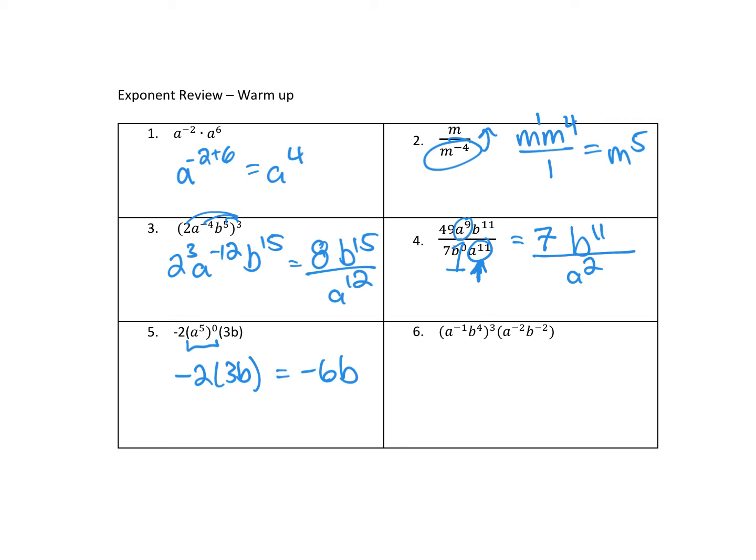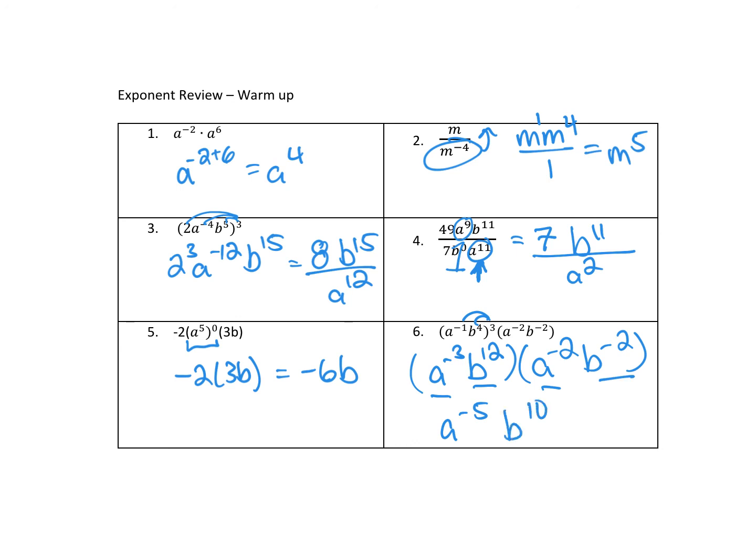And then the last one, the 3 distributes, so you get a to the negative third, b to the 12th. Nothing distributes in the second. Now we've got same bases, so I've got a to the negative 5th, b to the 12th, and b to the negative second is b to the 10th. That a to the negative 5 needs to drop below and become positive. b to the 10th over a to the 5th.